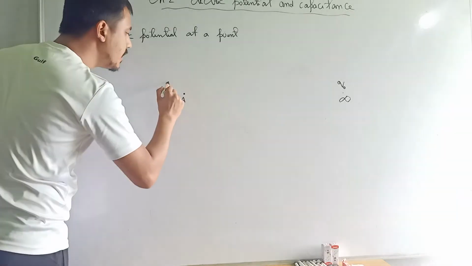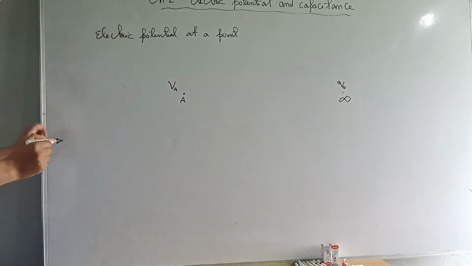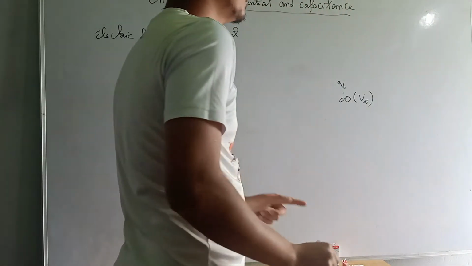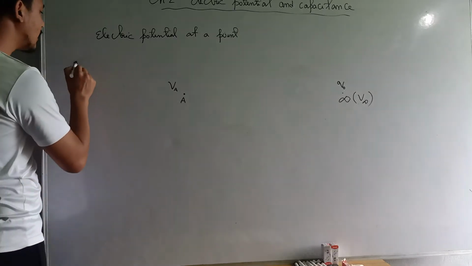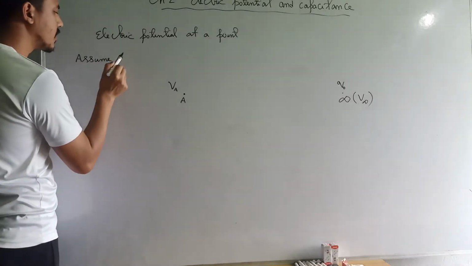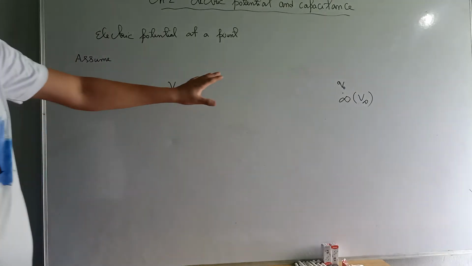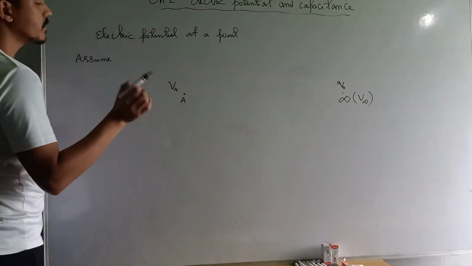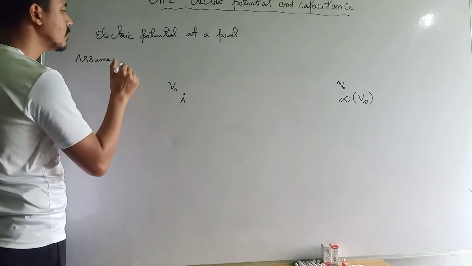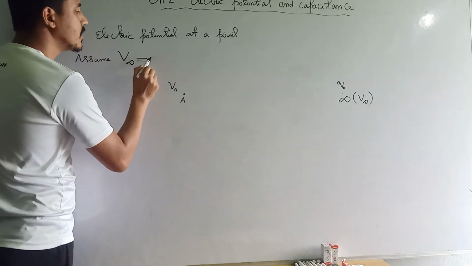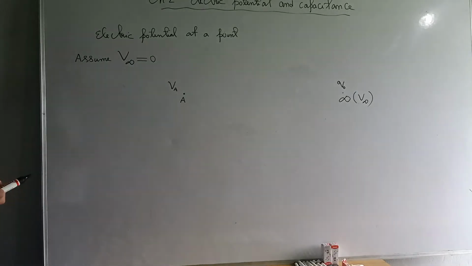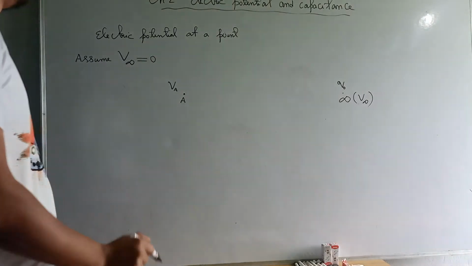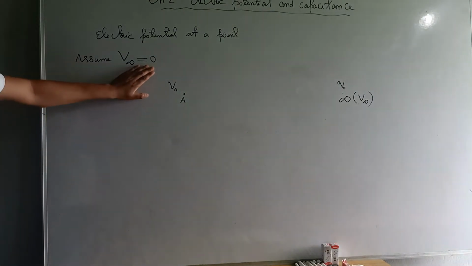Let VA be the potential at A. Then the potential at infinity will be V infinity. In this case, we have to make a theoretical assumption. Actually, we cannot say what is the potential at infinity. But in order to define the electric potential at this particular point, we have to assume that the potential at infinity is zero.